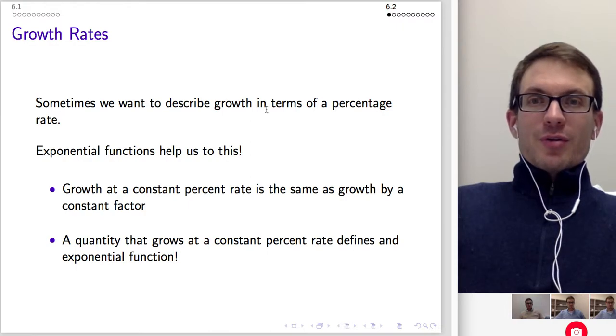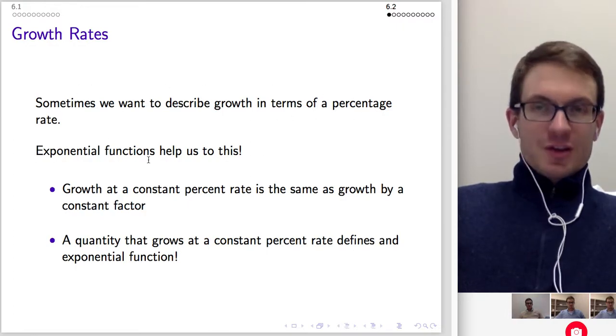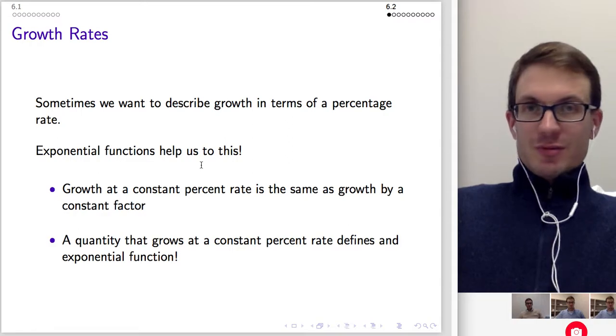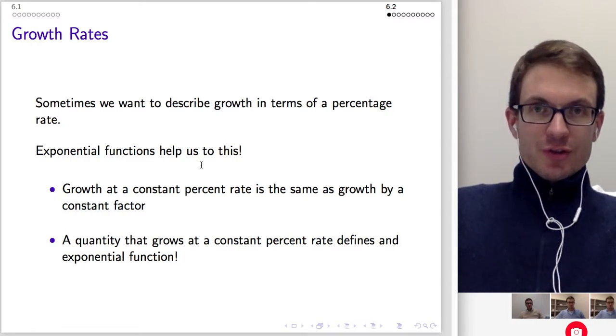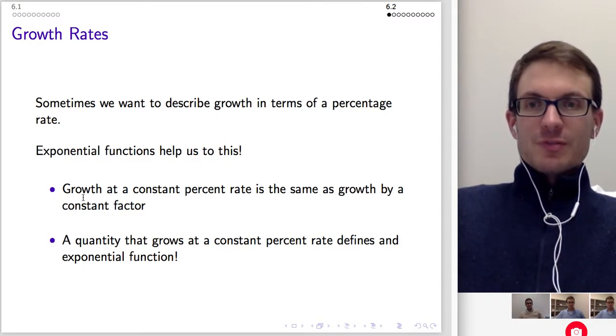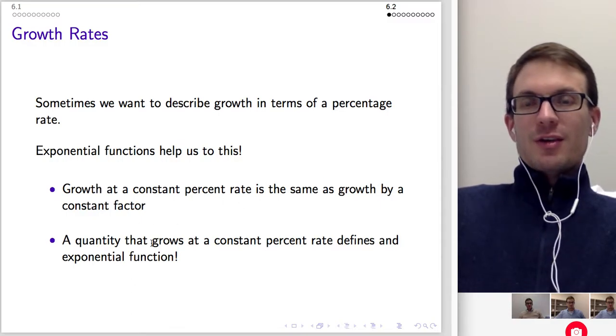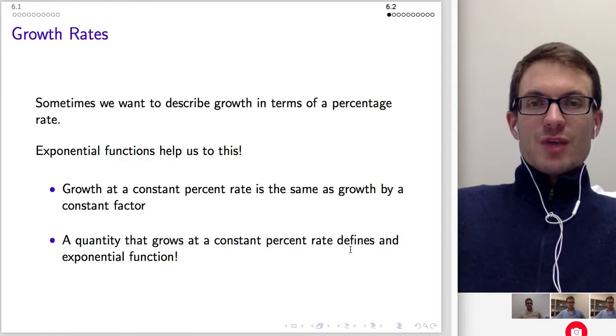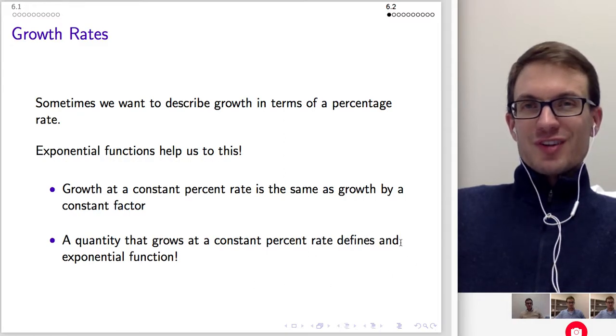Sometimes we want to think about growth in terms of percentage rate, and exponential functions help us here. As a matter of fact, in some of these examples, I've been quoting the result in terms of a percentage. So let's think about this. Growth at a constant percentage rate is the same as growth by a constant factor. A quantity that grows at a constant percentage rate defines an exponential function.